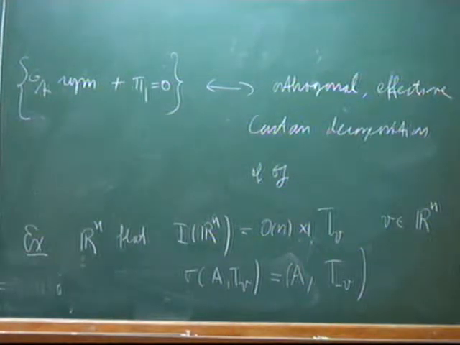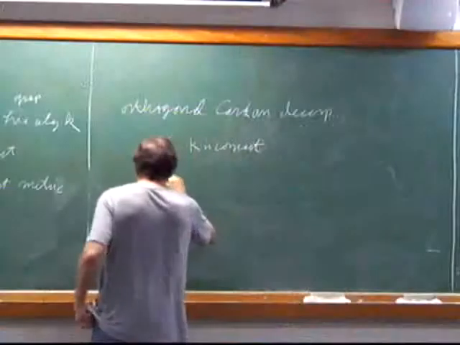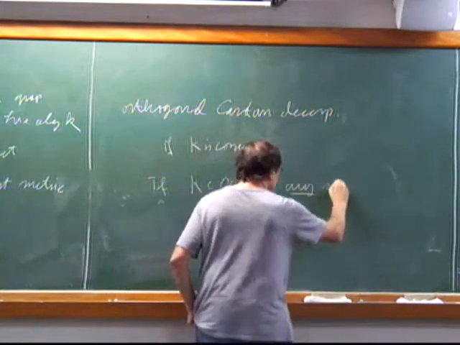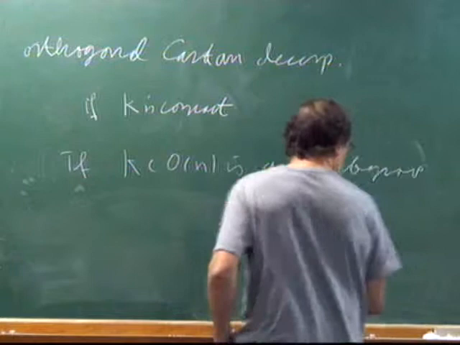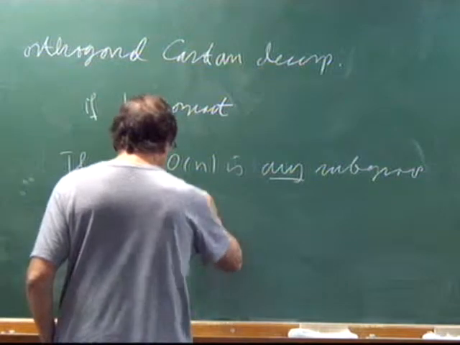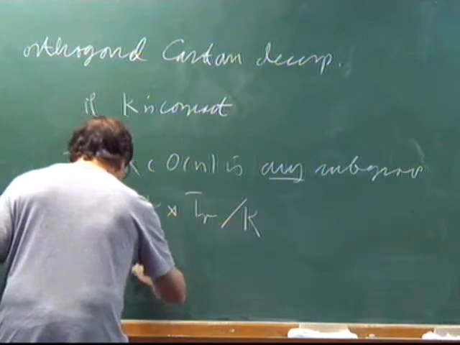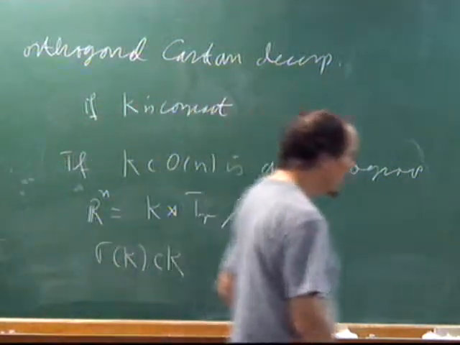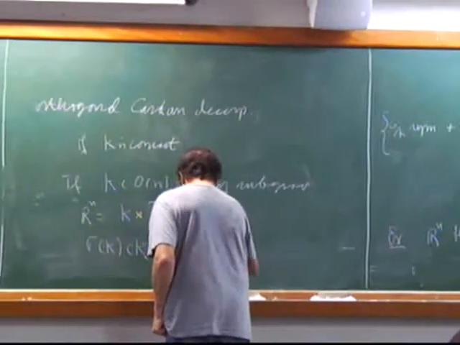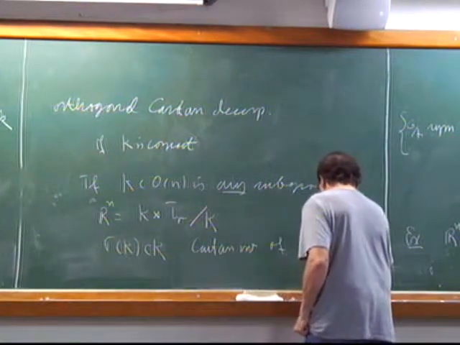On the other hand, I can now do the following. If K inside O(n) is any subgroup, then I can also write R^n as K cross translations divided by K. And notice that sigma takes K to K, because sigma on O(n) is the identity. So sigma is also a Cartan involution of this description of the Euclidean space.